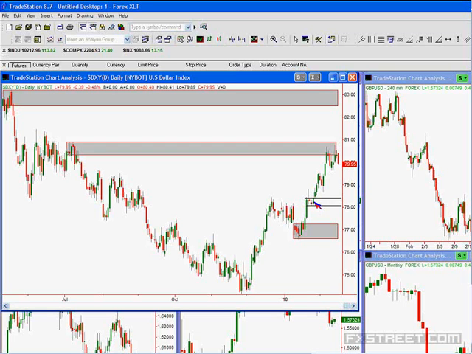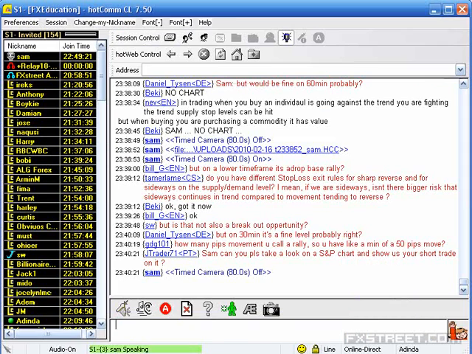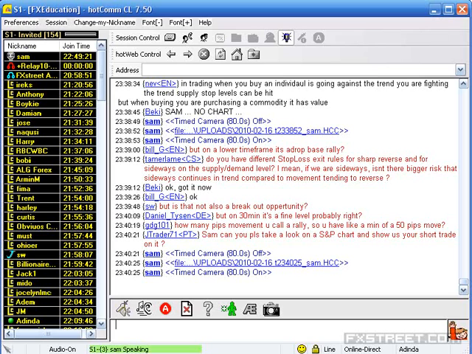Okay. All right. So let me get rid of these lines here. I don't want to confuse anybody. And let's take a look at the dollar. Okay. So hopefully that was helpful. Let's take a look. And then we'll get back to the pounds.